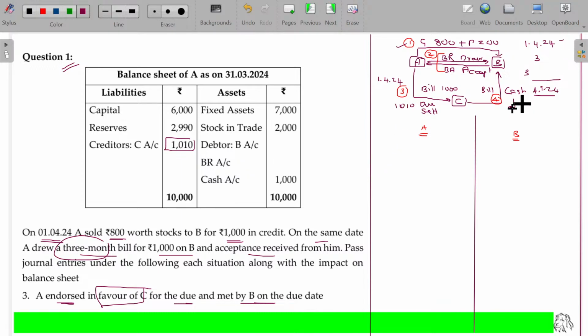The first one happens on this date, 1/4/24. Come on, tell me, what's the journal entry? You can write along with me. Don't waste your time. All the journal entries are pretty simple. The first one is all about sales for A. The entry being B account debit to sales. The value being 1000.